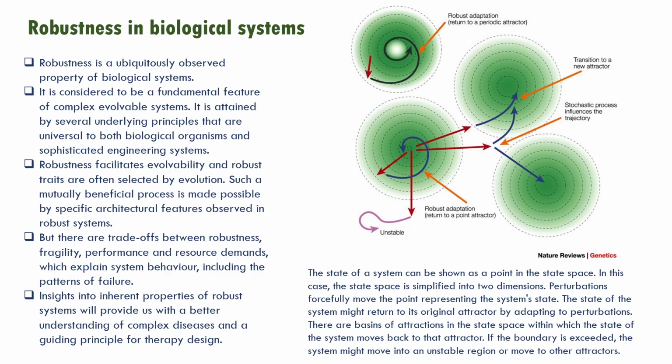Robustness is an ubiquitously observed property of biological systems. It is considered to be a fundamental feature of complex evolvable systems, and it is attained by several underlying principles that are universal to both biological systems and sophisticated engineering systems. The only difference is, in sophisticated engineering systems, you do not want emergent properties, right? You want the system to work as you have designed. But in biological systems, it is kind of the opposite. There are emergent properties that you can see inside the network depending on the regulation of the network.